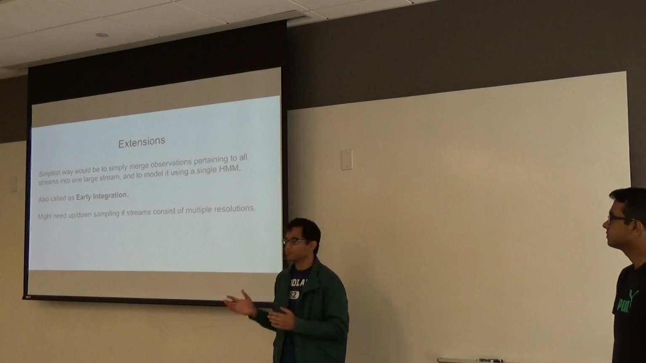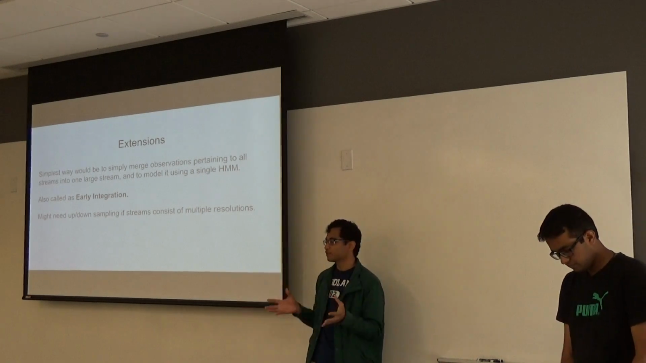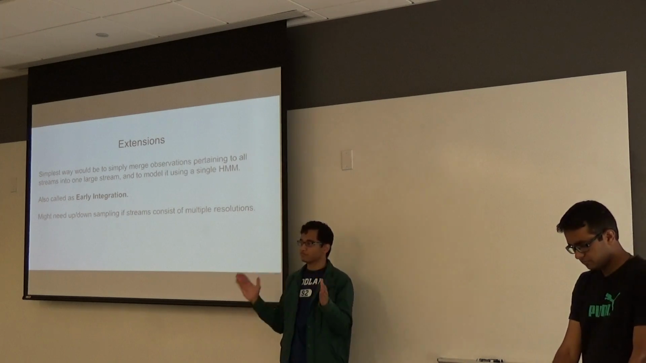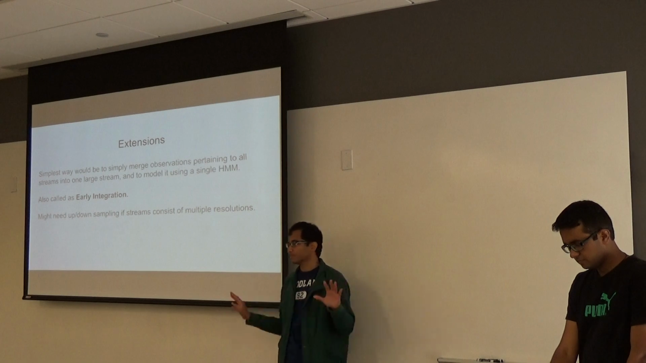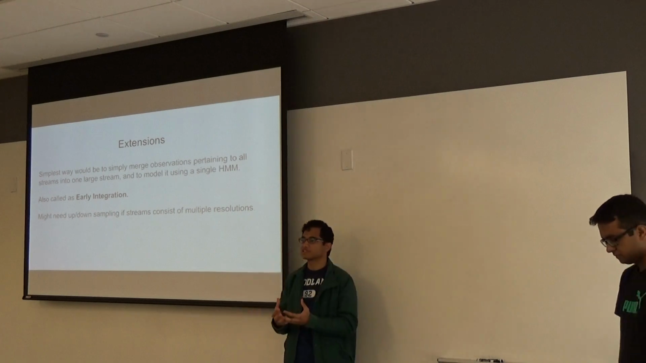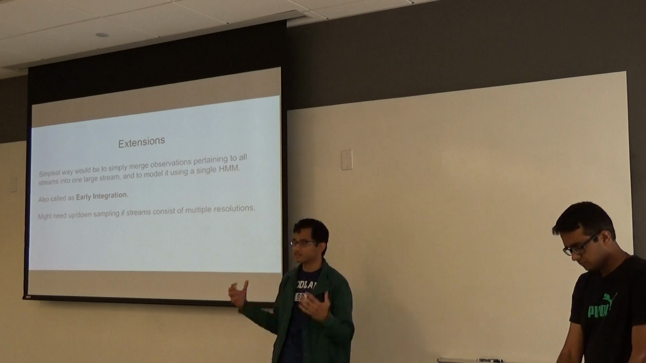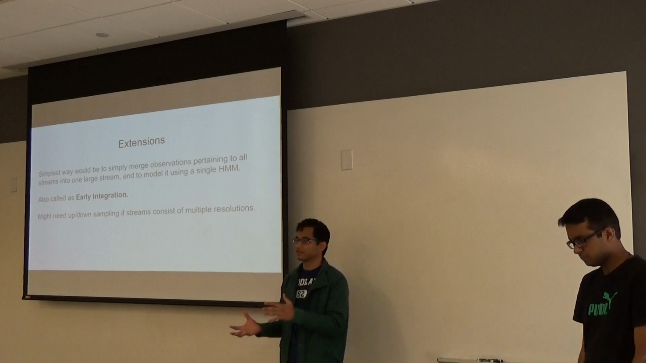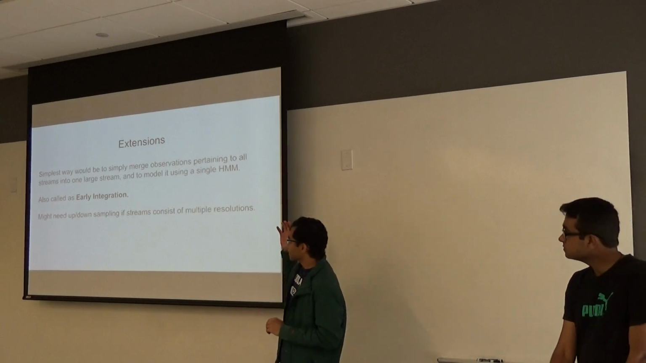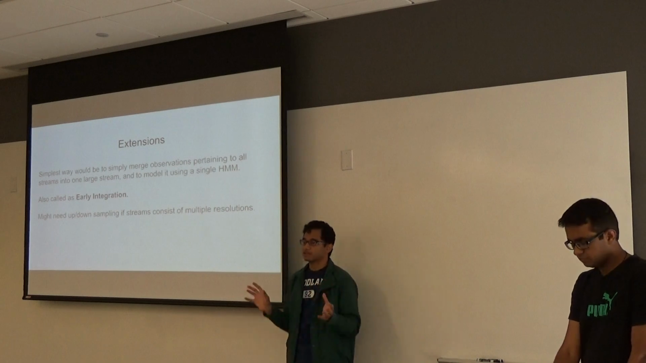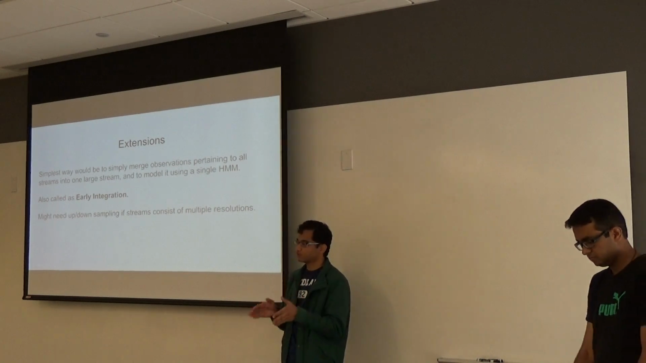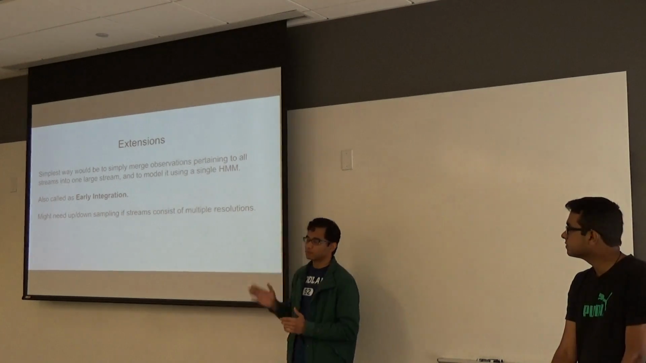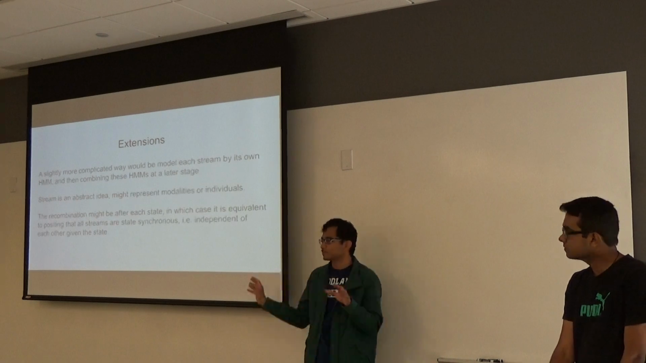Yeah. So to involve streams, one simple way to do that would be to merge all these streams together into one very big stream. You don't really care if it is audio or video, you're just merging it together. So this is basically early integration. You're integrating the data beforehand, and then you're training an HMM over that. You might need up-down sampling because the rates might be different, and you want to treat every frame the same way. So this is a very straightforward way of doing that.